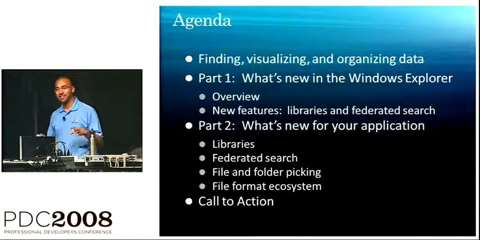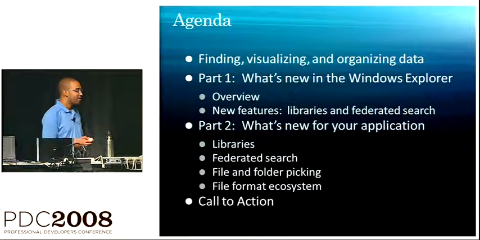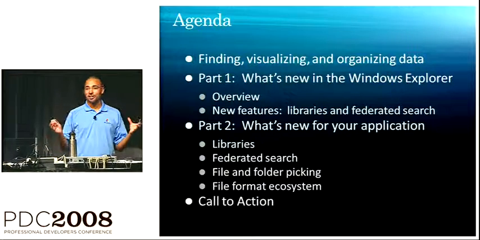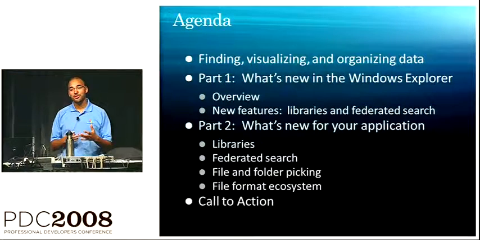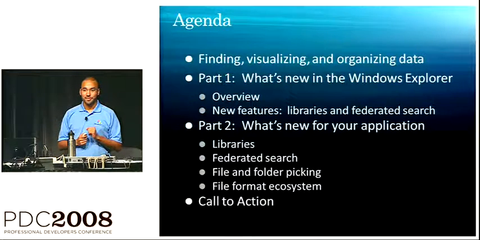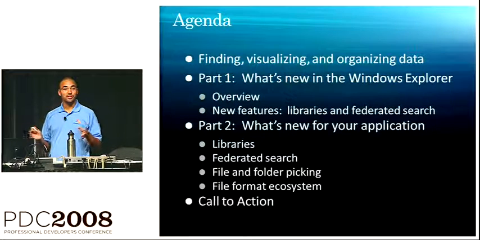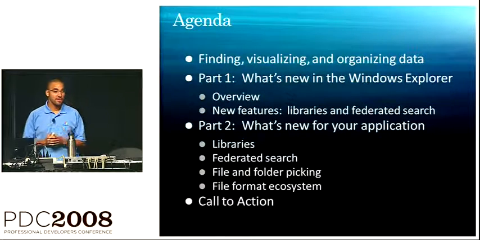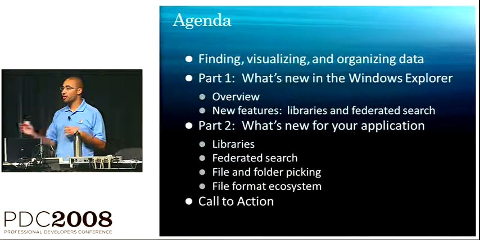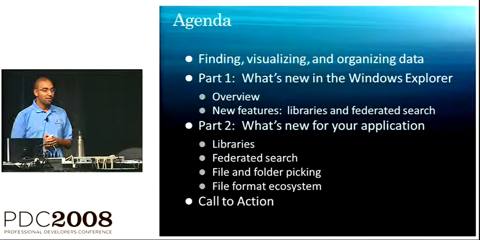We're going to start off by looking at the landscape of finding and organizing data. And then we're going to look at what's new in the Explorer, both our overall investments and our two main investments in libraries and federated search. And in the second half, we're going to look at what all this means to you as developers in your apps, because you likely either create user data or consume user data in your apps. So we'll look at what this means.